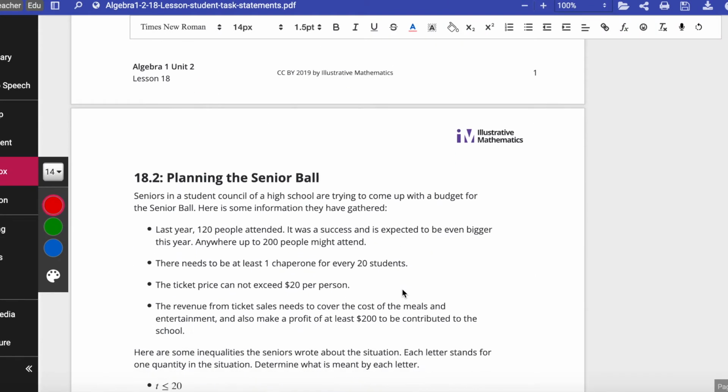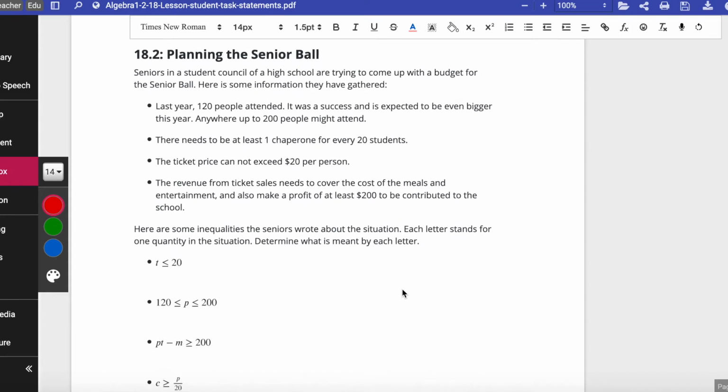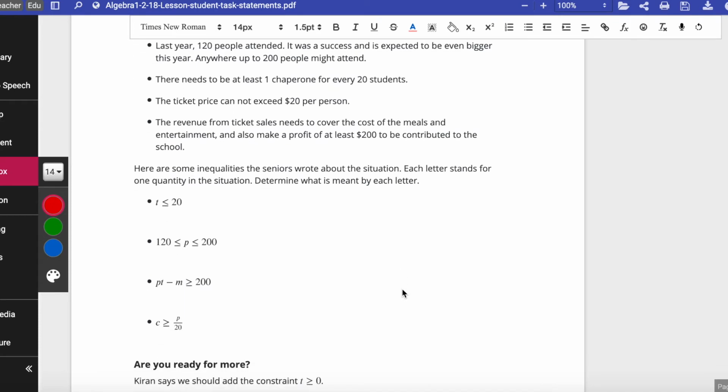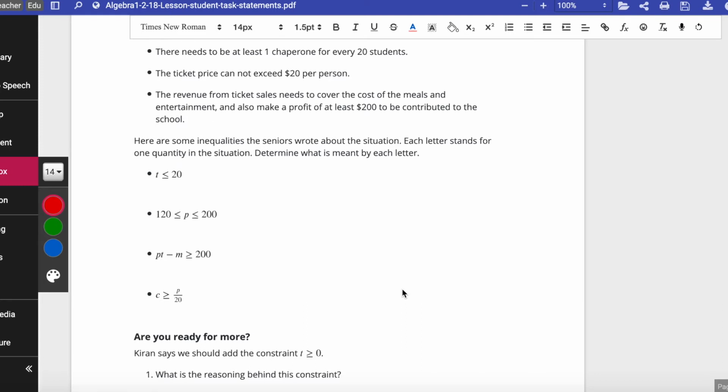Okay, 18.2, planning the senior ball. So you have these descriptions here about the senior ball. 120 people attended, needs to be at least one chaperone for every 20 students, and all of that. Here are some inequalities the seniors wrote about the situation. Each letter stands for one quantity in this situation. Determine what is meant by each letter.